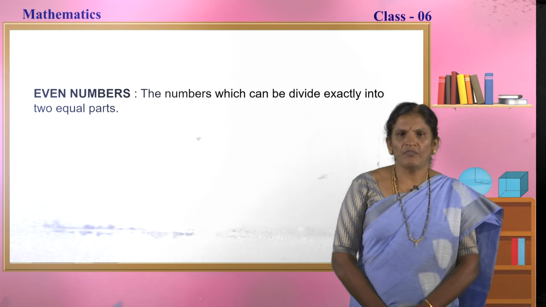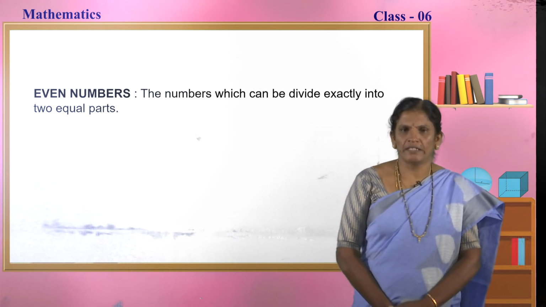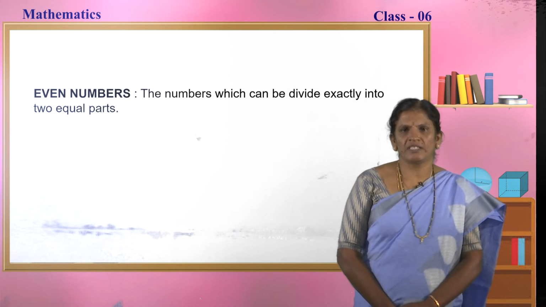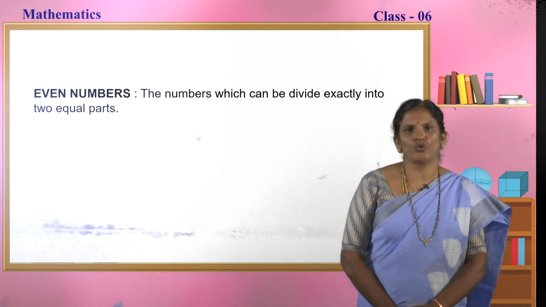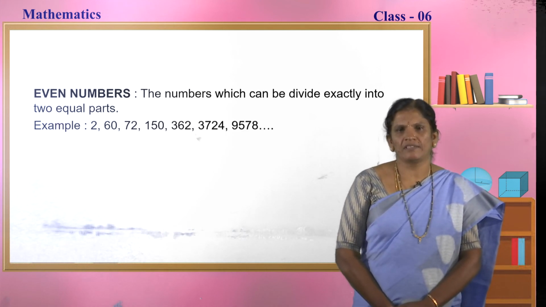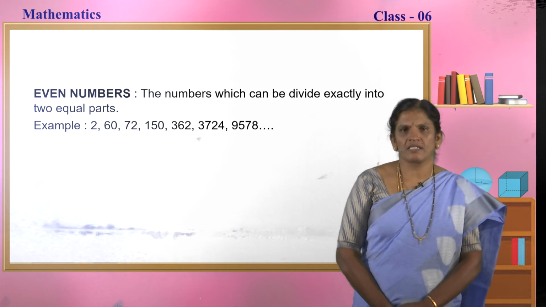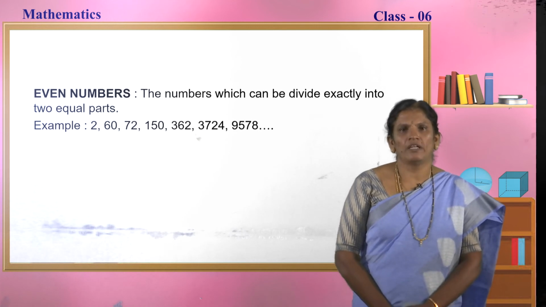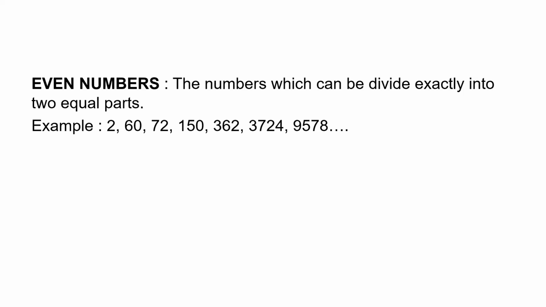And so on. Even numbers, you have learnt in the previous class itself. What are even numbers? The numbers which can be divided exactly into 2 equal parts are called even numbers. Examples of even numbers are 2, 60, 72, 150, 362, 3724, 9578. Here children, we can notice that all the ones place digits are even: 0, 2, 4, 6, 8. All these numbers are called even numbers.